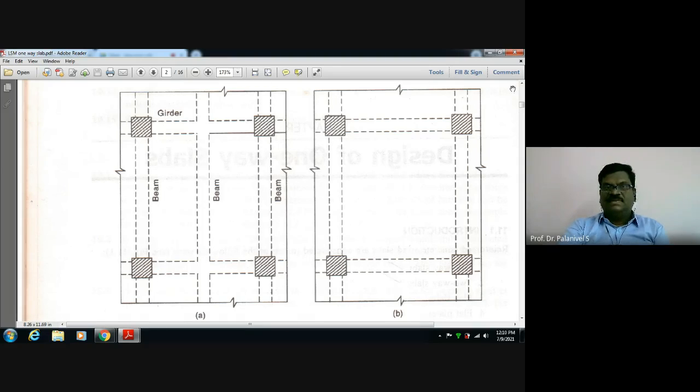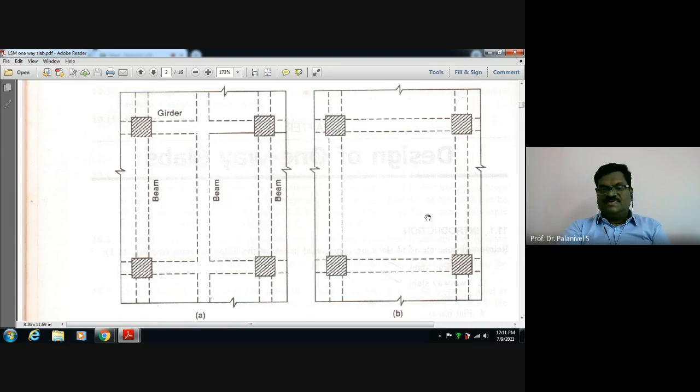Next, coming to the two-way slab. Suppose you don't have this intermediate beam here in the same room. Only beams are running here. The slab is supported on these four beams. In such a case, this is the shorter span, this is the longer span of the slab, but the longer span is not more than twice the shorter span. The longer span is less than twice the shorter span. In other words, the long span to shorter span ratio is less than 2. It is a two-way slab. Otherwise, the Ly by Lx ratio is less than 2.